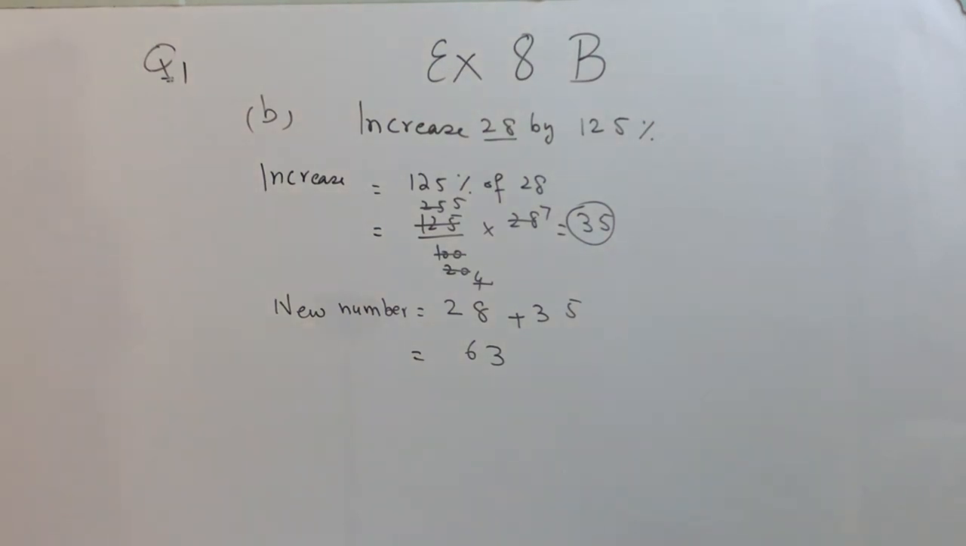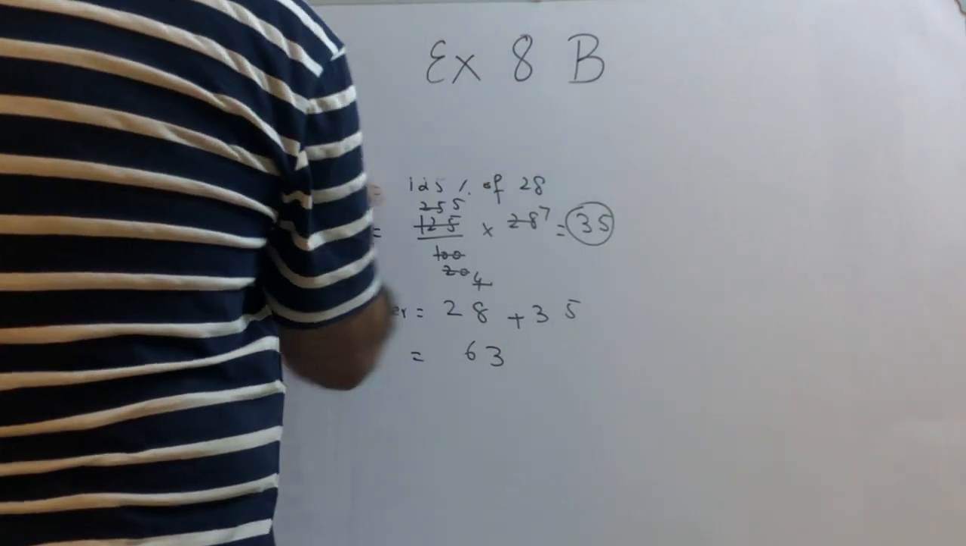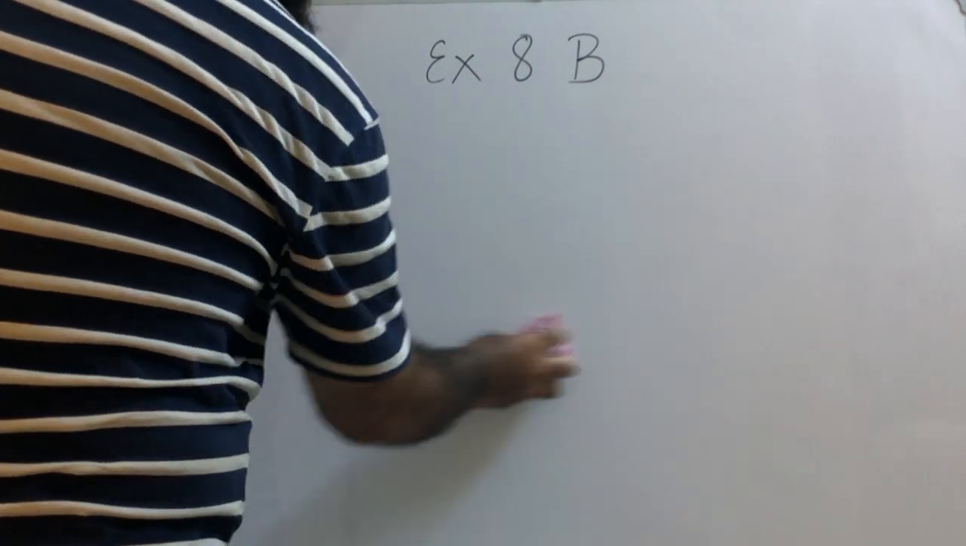I'll recap this question for you. The question was increase 28 by 125%. So first we need to know how much is 125% of 28. We calculated 125% of 28 and we got the result 35. This was the increase which is required. So we added this 35 to 28 and we got the new number. So 63 is the answer for part B. Now we will be doing part C.